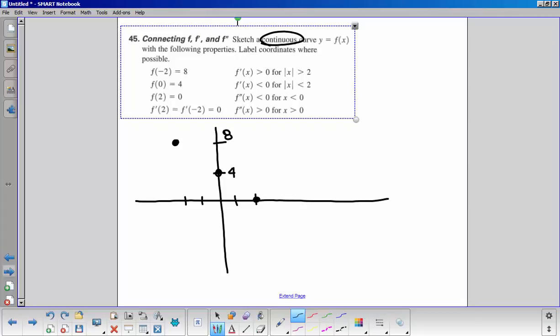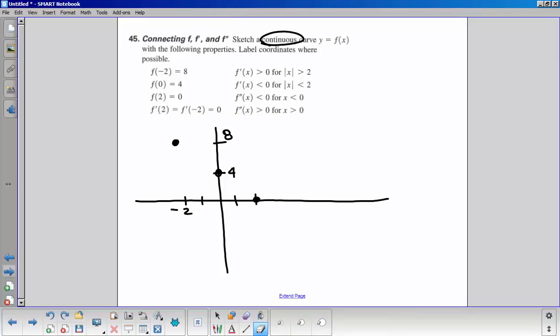It says f prime of 2 equals f prime of negative 2 equals 0. That means I've got what going on there? Critical point of some sort? Yep, at 2 and negative 2. F prime is greater than 0 for absolute value of x greater than 2. So that means x is greater than 2 and x is less than negative 2.